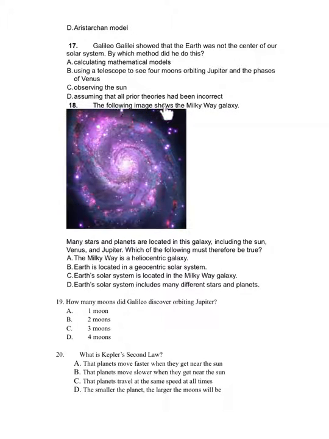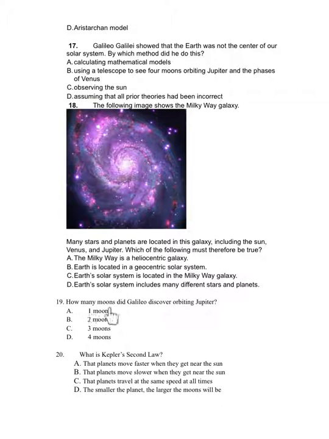Number 18. The following image shows the Milky Way galaxy. Many stars and planets are located in this galaxy, including the sun, Venus, and Jupiter. Which of the following must therefore be true? A. The Milky Way is a heliocentric galaxy. B. Earth is located in a geocentric solar system. C. Earth's solar system is located in the Milky Way galaxy. D. Earth's solar system includes many different stars and planets.